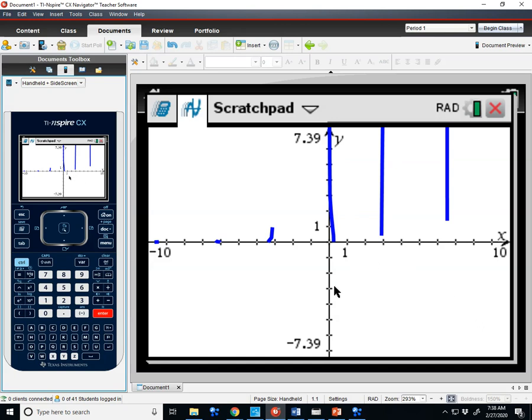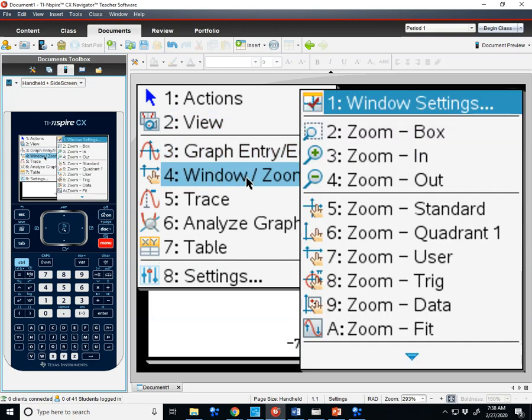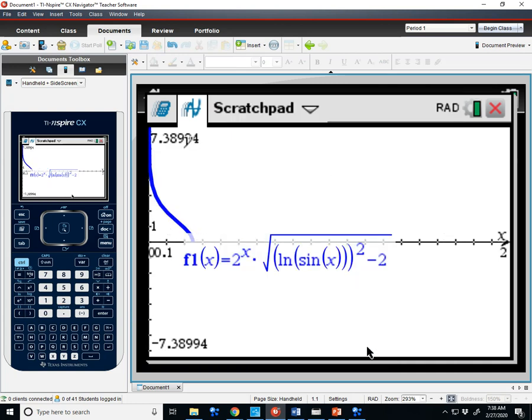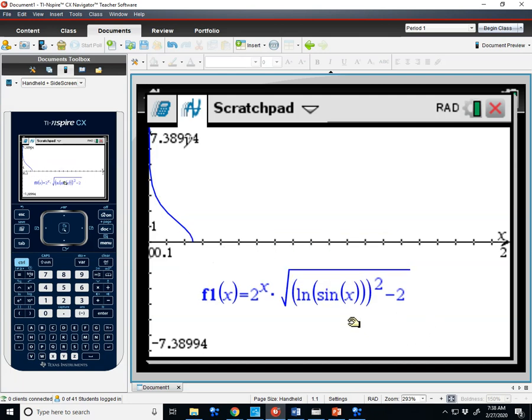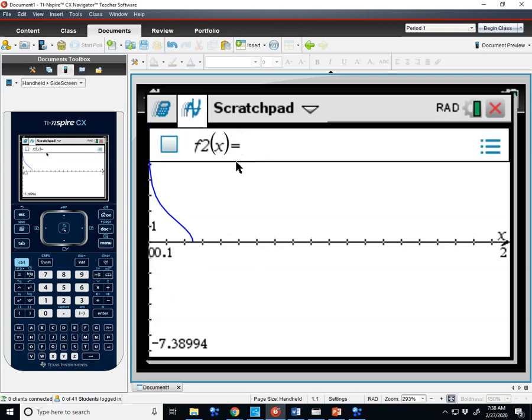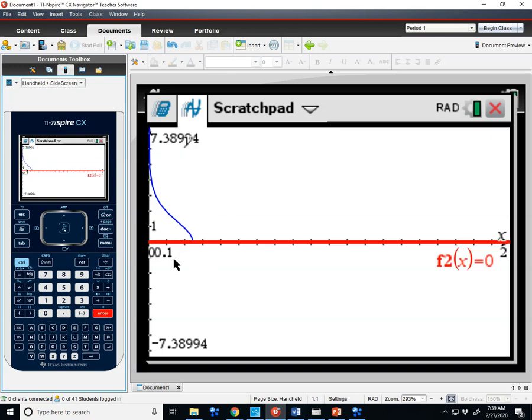Alright, now. It says we've got to go from 0 to 2, so let's look at 0 to 2. Maybe we'll see what happens. So I'm going to go to Windows Zoom, Windows Settings, and I'm going to adjust it for 0 to 2. Click OK. Oh, look at the curves there. Look, a little curve came up. I don't know if we're going to get a value. We'll see. We can get a value when we do the intersection. Oh, so we have to put in a 0, right? So F2 equals 0. We need to find where those intersect.